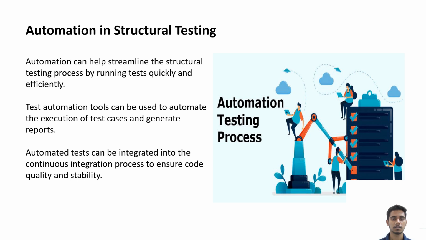Automation in structural testing. Automation can help streamline the structural testing process by running tests quickly and efficiently. Test automation tools can be used to automate the execution of test cases and generate reports. Automated tests can be integrated into the continuous integration process to ensure code quality and stability.